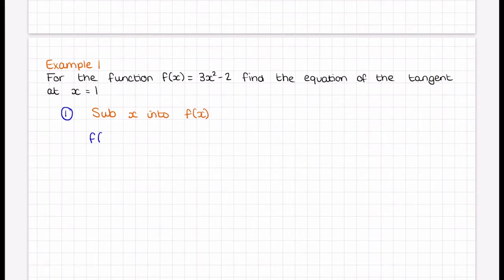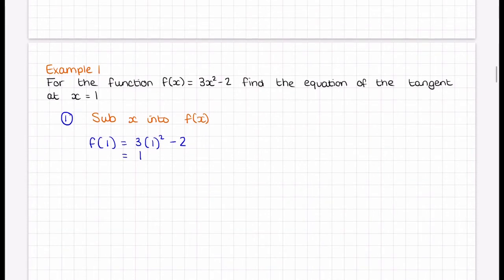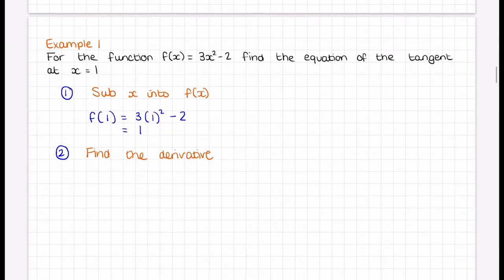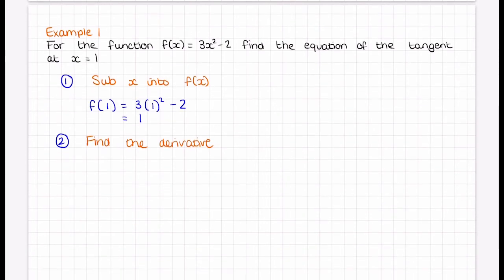So we want f at 1, which will be 3 times 1 squared minus 2, which will be 3 times 1 minus 2, which is just 1. Now step 2, we need to find our derivative. So we want the derivative of 3x squared minus 2. So the derivative of that will be the derivative of 3x squared. So we've got 3 times 2, which is 6x, because we do 2 minus 1 for the power, which is just 1. And then the minus 2 will just disappear because it's a constant.